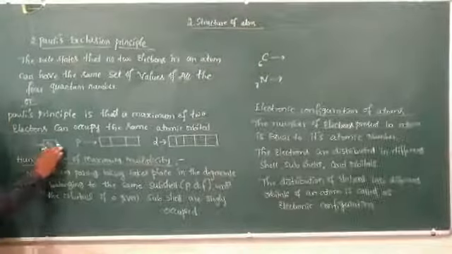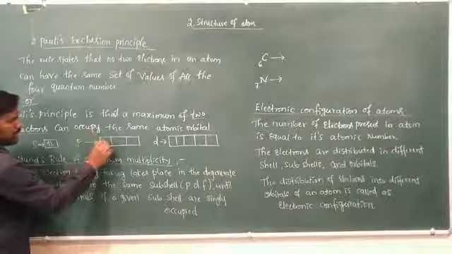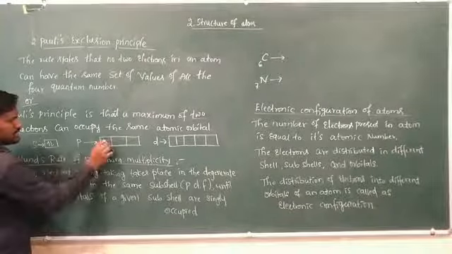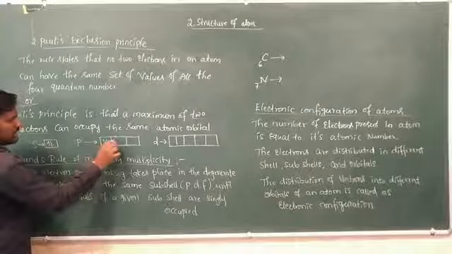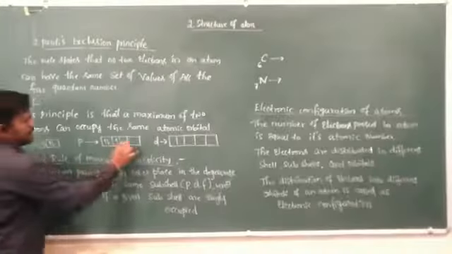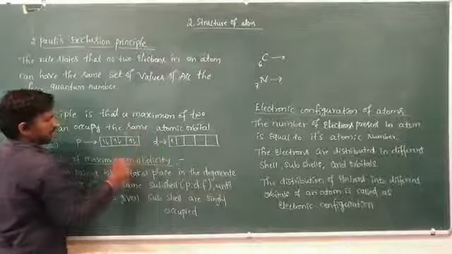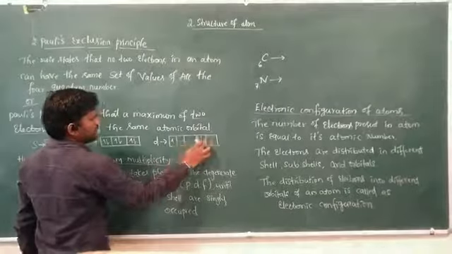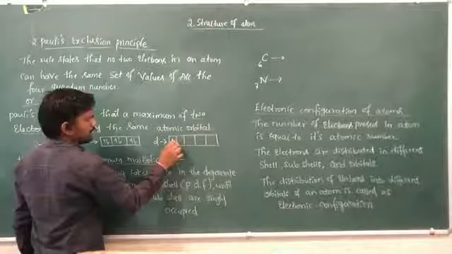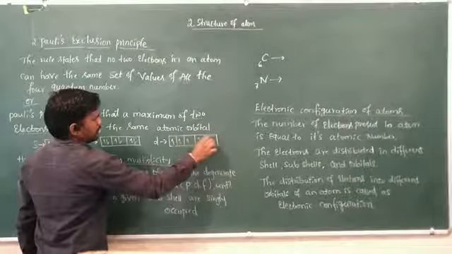This is the s orbital. The p orbitals are three. One orbital maximum occupies two electrons, clockwise direction, anti-clockwise direction, or upward, downward. The d orbitals are five: 1, 2, 3, 4, 5. One orbital can maximum occupy 2.